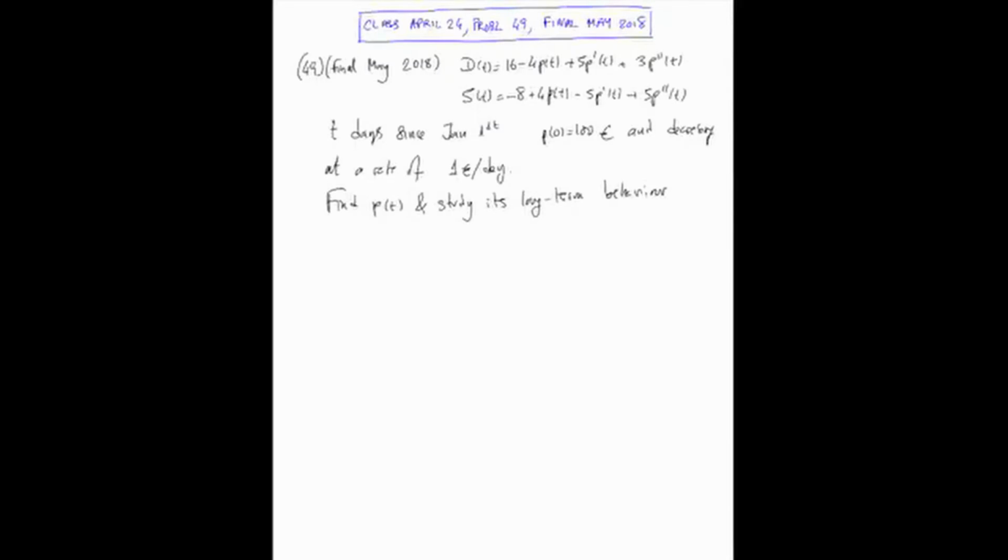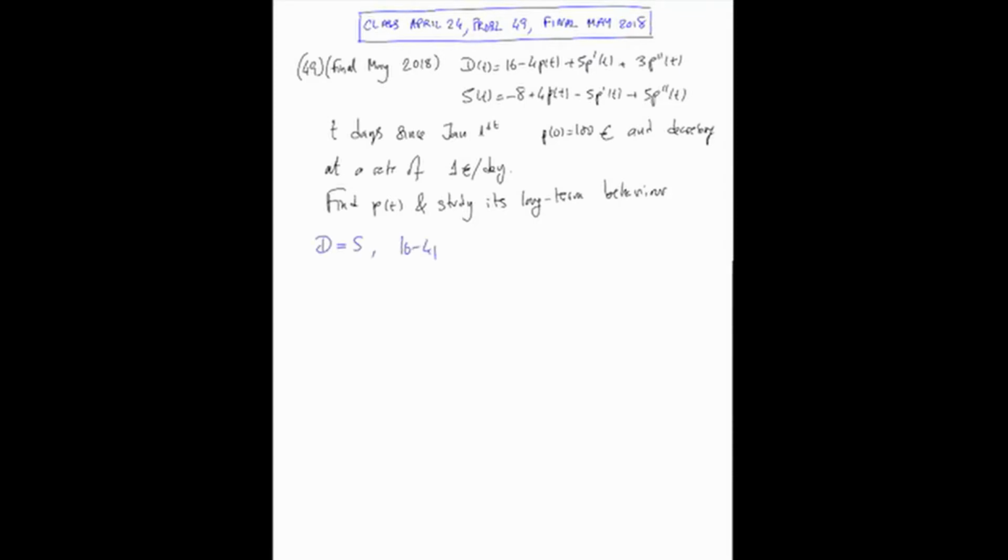This video is problem 49 of our problem set, and if anybody not from my class is watching, this is the final exam of May 2018. The statement of the problem is there in black. You can pause the video and read it. We are given demand and supply, and we have to find the price function and study the behavior when t goes to infinity. As we don't have any other information, the natural thing is demand equals supply.